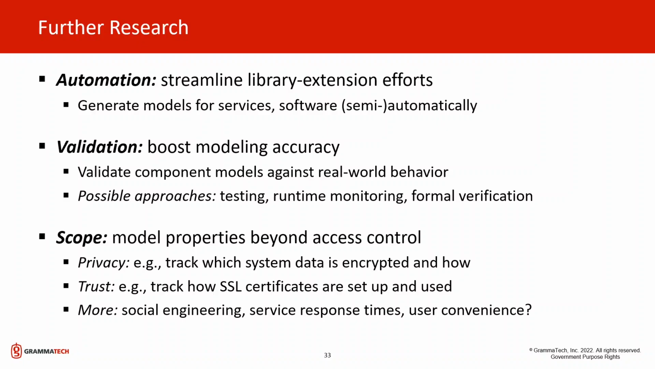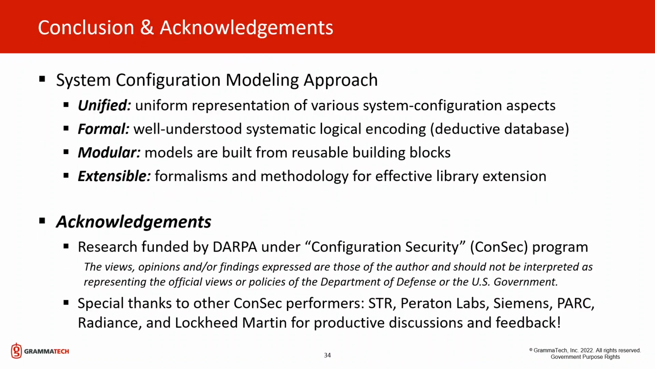Finally, there is a question of scope. So far, we have only focused on modeling access control properties. We believe that our approach can be further extended to cover additional properties that are important to system security. This may include tracking the data encryption, the use of SSL certificates for establishing trust between communicating parties, and possibly even some social and psychological aspects of system use.